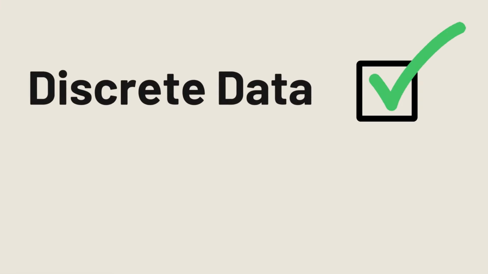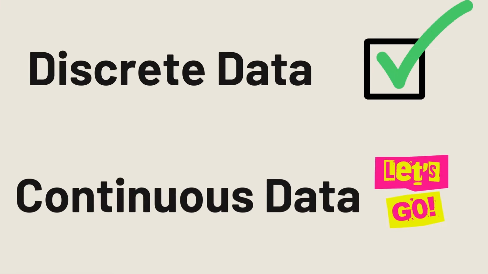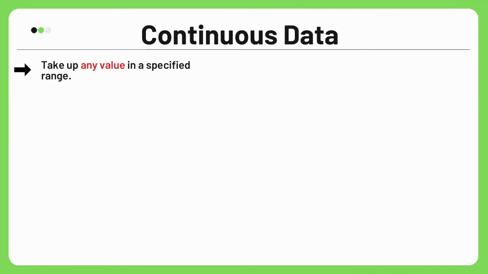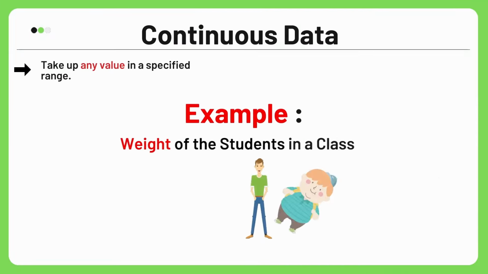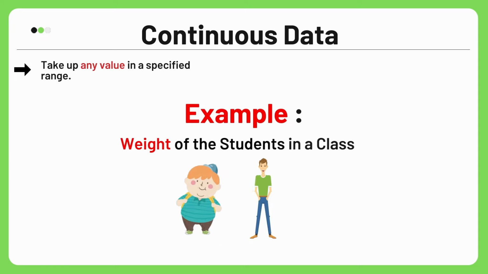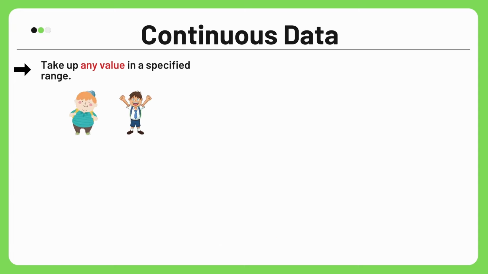Now that we know about discrete data, let's explore continuous data. As the name suggests, continuous data can take up any value in a specified range. We'll consider an example of the weight of a student in a class. The weight of students in a class can take any value from 30 kg to 100 kg.